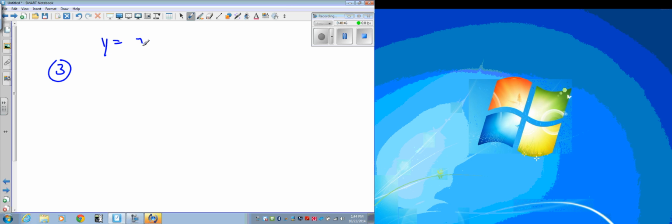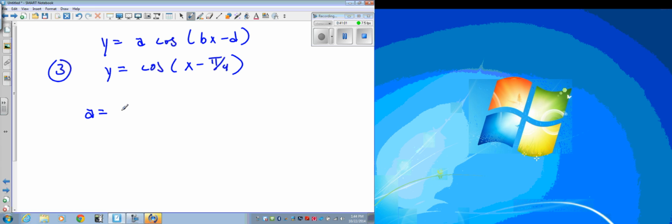And remember, once again, it's a cosine dx minus d, where this one's y equals cosine of x minus pi over 4. So the a is going to be what? 1, and the d is pi over 4. So which one's the cosine curve shifted what? Right, pi over 4? Okay, everyone agree? Okay.